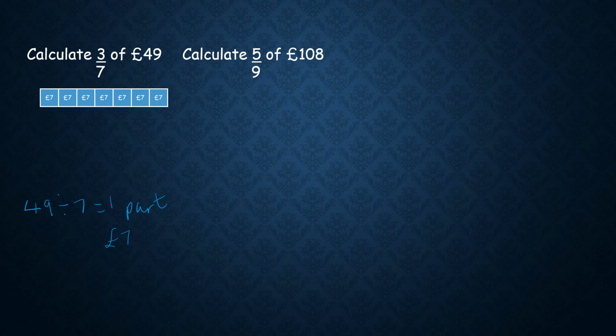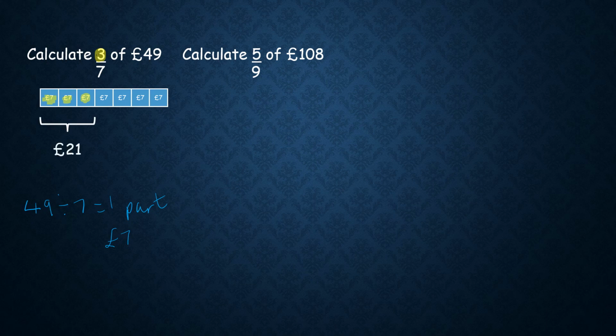Now, the question is asking us for 3/7. So it's asking us for 3 parts. So I'm going to add together 1 part, 2 parts, and 3 parts. And if I add that together, that's going to give me £21.